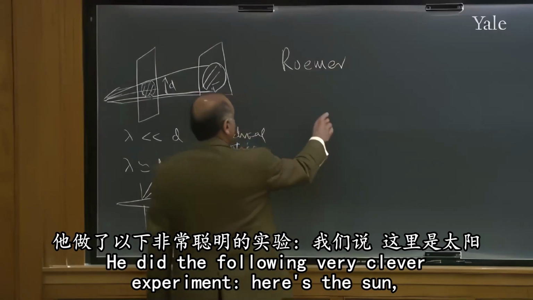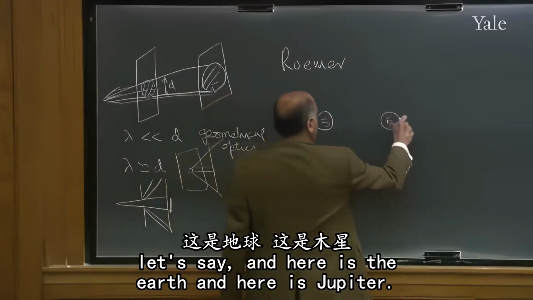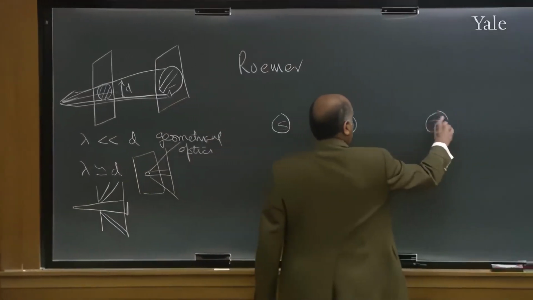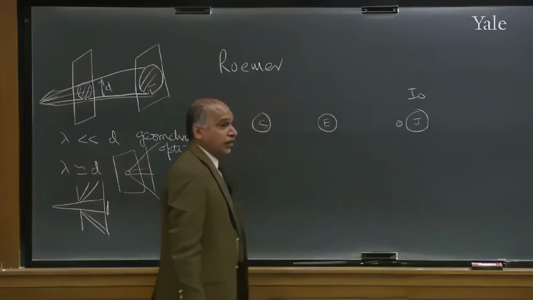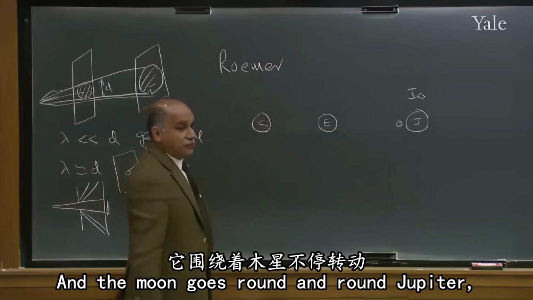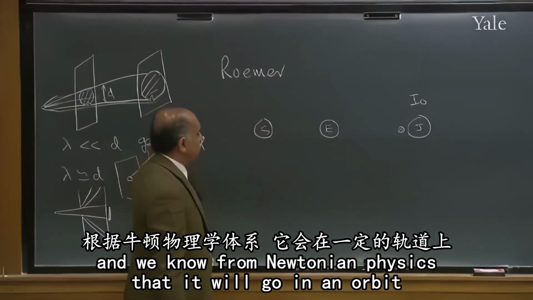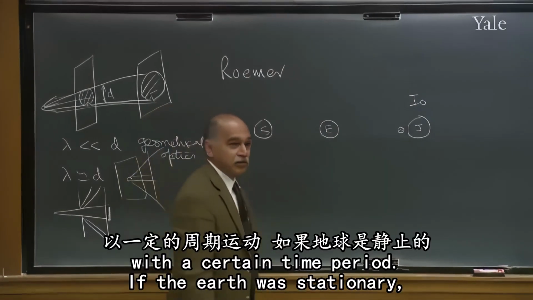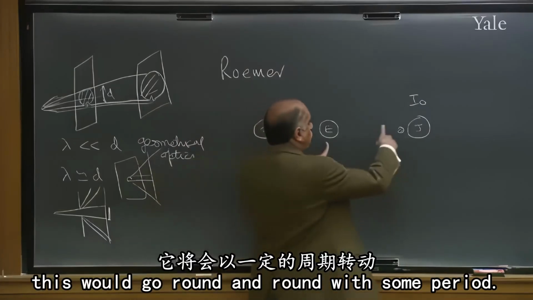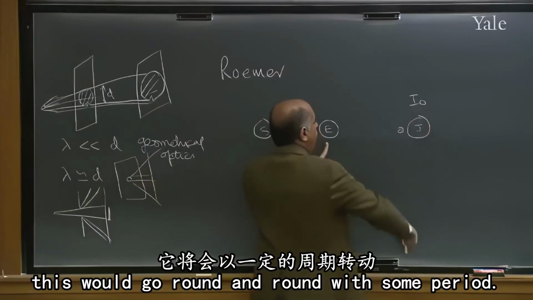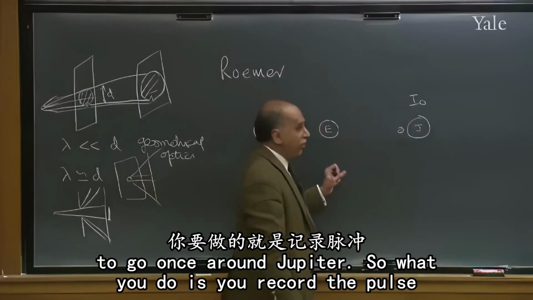He did the following very clever experiment. Okay, so here's the sun, and let's say here is the Earth, and here is Jupiter. It's got one of these moons called Io. And the moon goes round and round Jupiter, and we know from Newtonian physics that it'll go in an orbit with a certain time period. If the Earth were stationary, this would go round and round with some period. I forgot what it is, an hour and something, to go once around Jupiter.